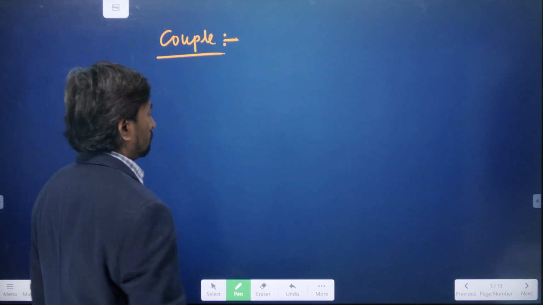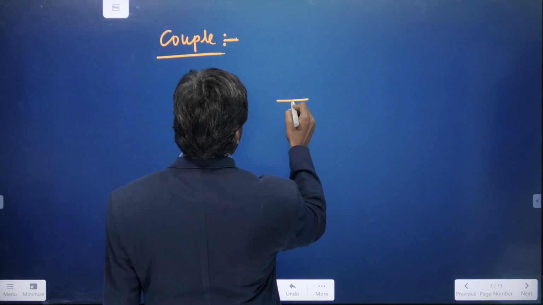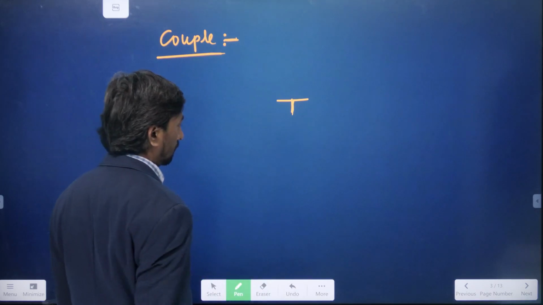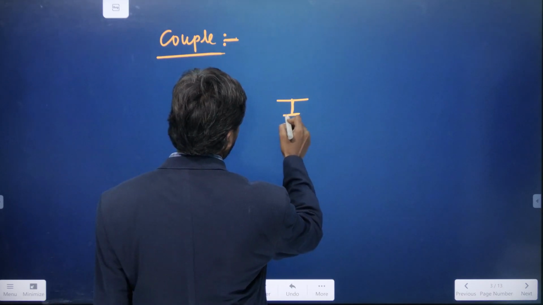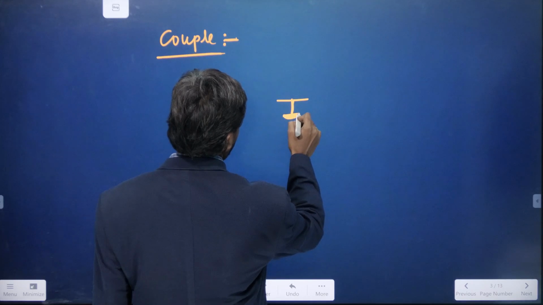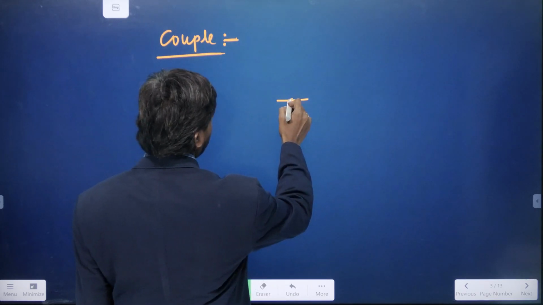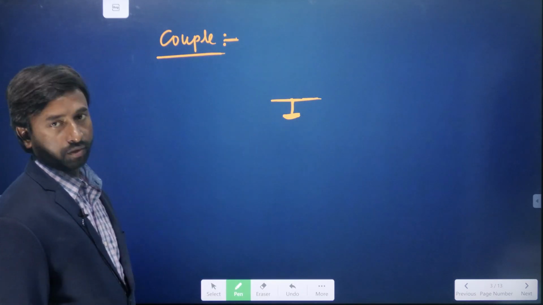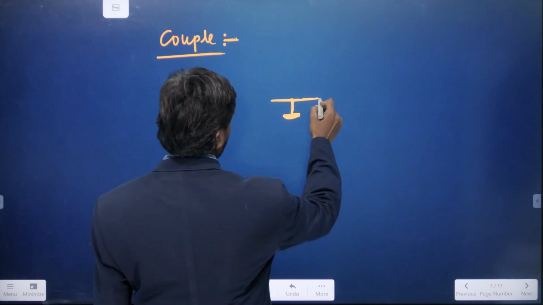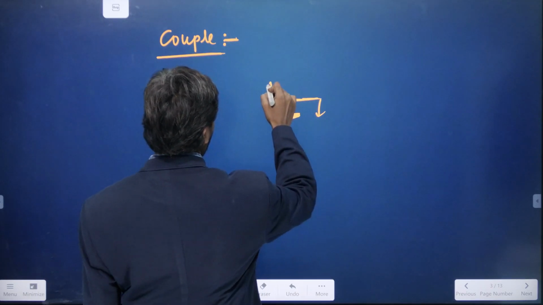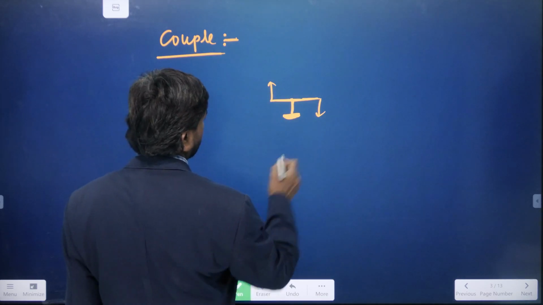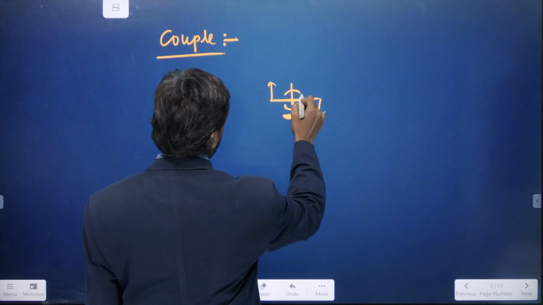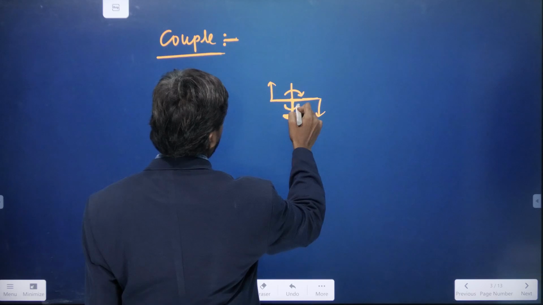Suppose you take a tap, and we apply forces to rotate it. Or in the park there is a seesaw, a play item. The children sit on it and it moves up and down about the pivot. One child applies force downwards and the other goes upwards. So here the forces act, and about this pivot it oscillates like this.